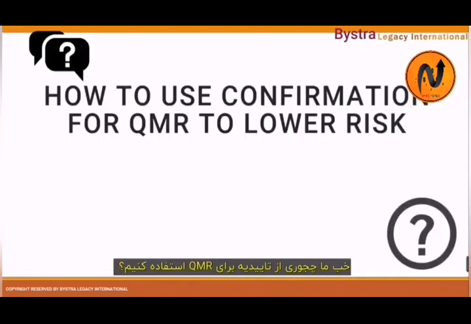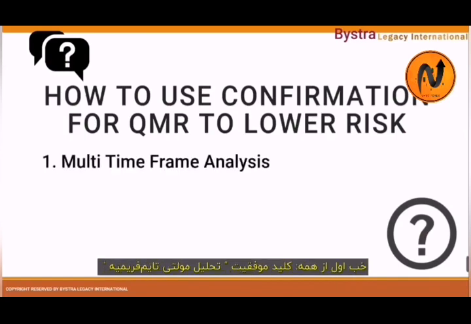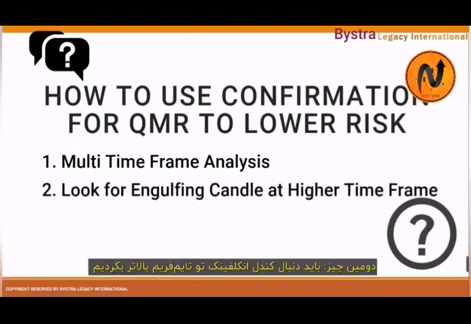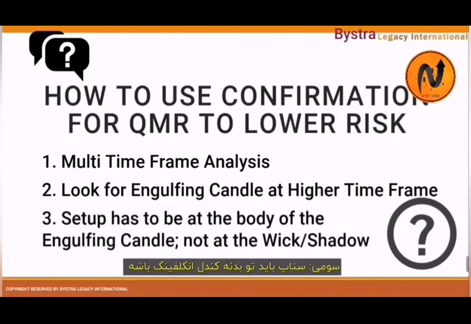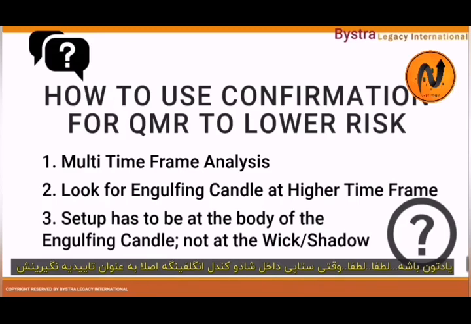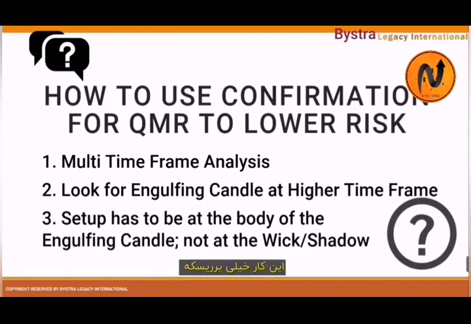So how do we use information for QMR to lower our risk during entry? First of all, the key is the multi-time frame analysis. This is very crucial. Second, we have to look for the engulfing candle at the higher time frame. Third, the setup has to be at the body of the engulfing candle. Remember, please never ever take a confirmation when the setup is at the wick or at the shadow of the engulfing candle. It will become very high risk.